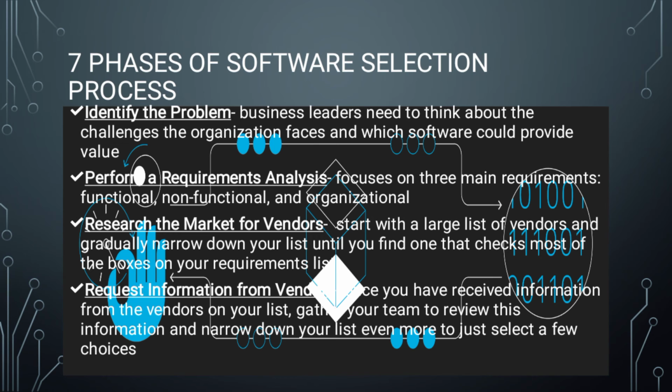Next is request information from vendors. Once you have narrowed down your list to just a few candidates who you believe can deliver optimal software, you will want to send out a request for information or RFI. You may find that some vendors simply do not reply to requests. In this case, it's easy to disqualify those vendors. Once you have received information from the vendors on your list, gather your team to review this information and narrow down your list even more to just a select few choices.